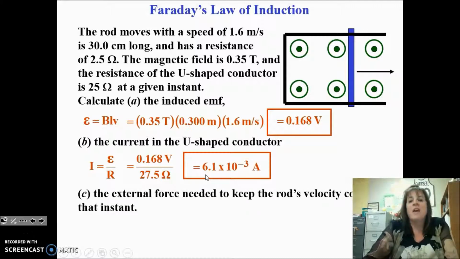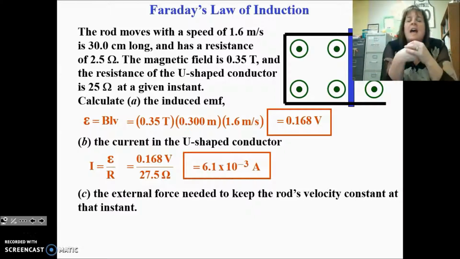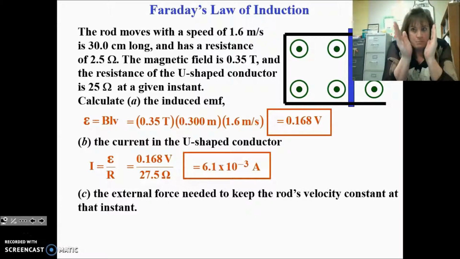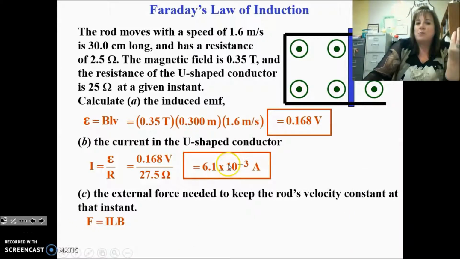One more question. I want to know, what is the external force needed to keep the velocity constant? Well, to keep the velocity constant, right, the forces have to be equal. So my pulling force has to be equal to the repulsive magnetic force that's trying to stop me. So the force of pull is equal to magnetic force. Remember, magnetic force is F = ILB for a current carrying object. So force, ILB, so we have our current.